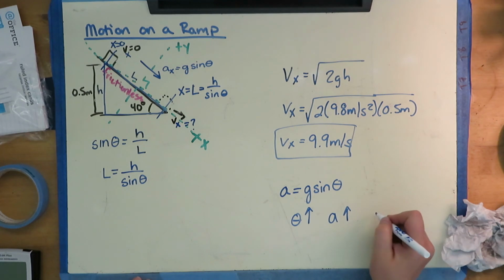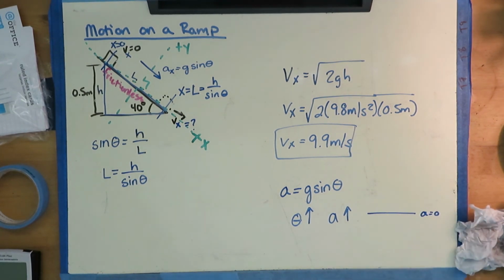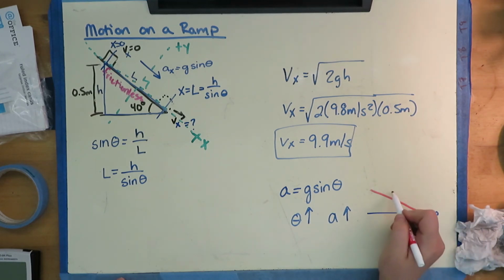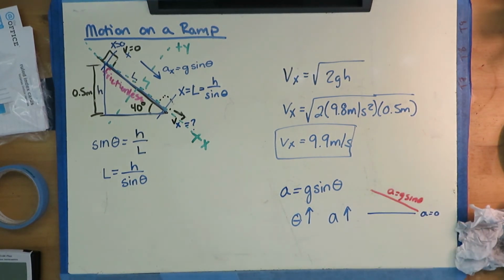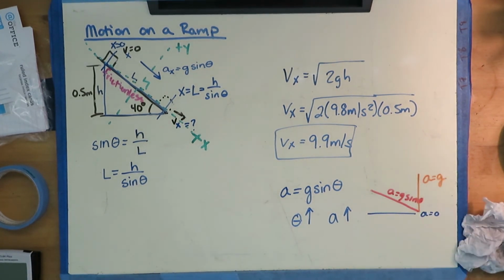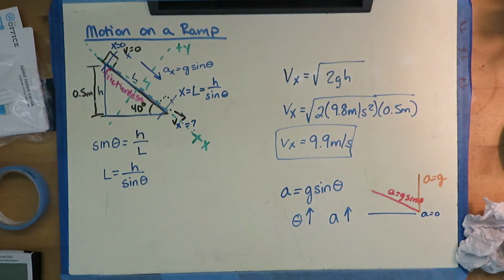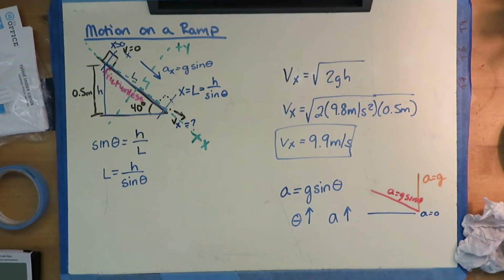So basically, as my ramp goes from flat with acceleration of 0, it goes to an angle with acceleration of g sine theta. If it were perfectly vertical, your acceleration would equal g in magnitude. If the ramp was frictionless, basically the ramp isn't doing anything except for guiding it down, but not slowing it down. So there you go, motion on a ramp in 2 dimensions.